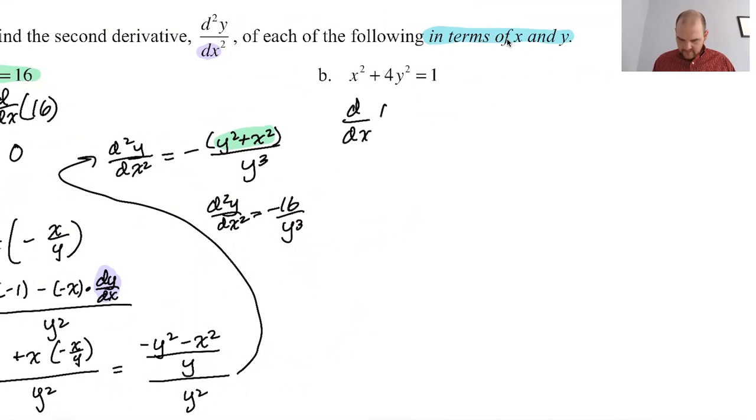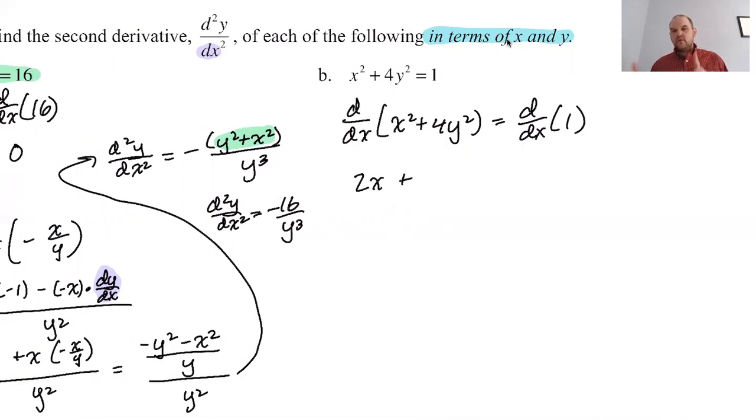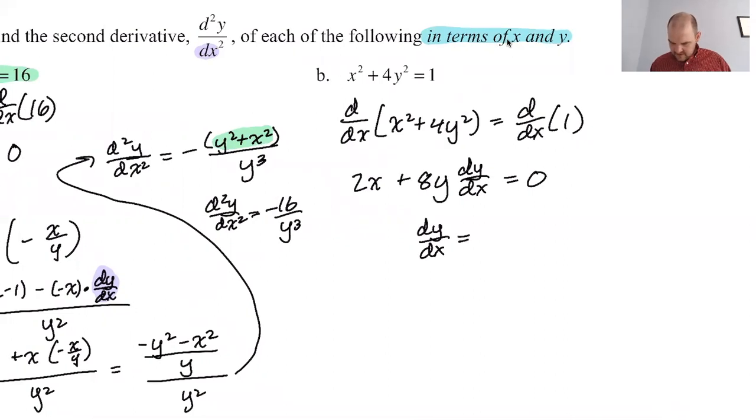All right, derivative with respect to x. The derivative of x squared is 2x. The derivative of 4y squared: the derivative of 4 times something squared is going to be 8 times that thing, times the derivative of that thing, which is dy/dx. So we get dy/dx is negative x over 4y when you simplify it.